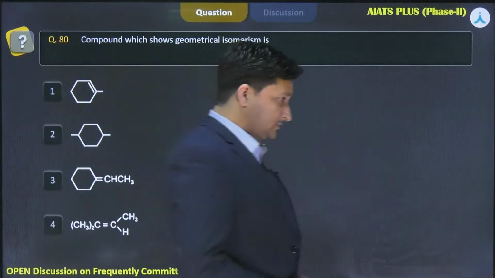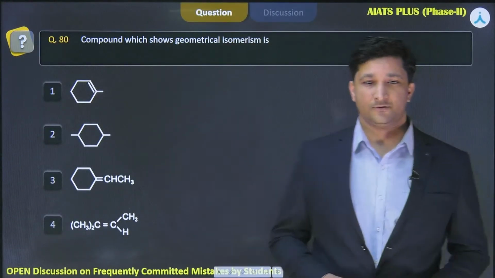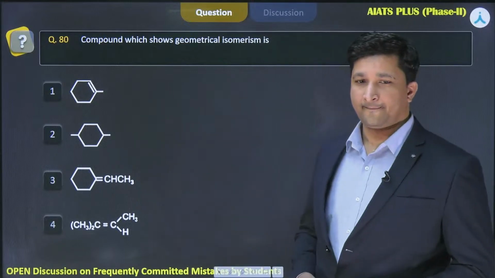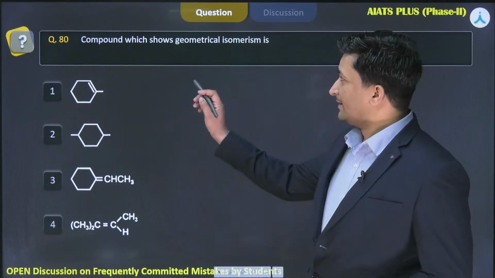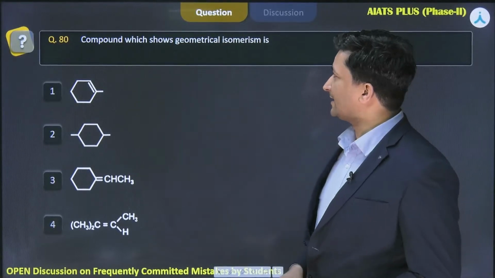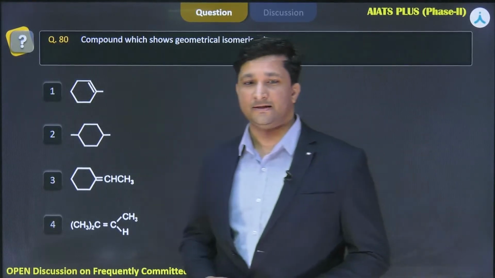Now, let's talk about this question. This is a very important question. The question says: the compound which shows geometrical isomerism is.